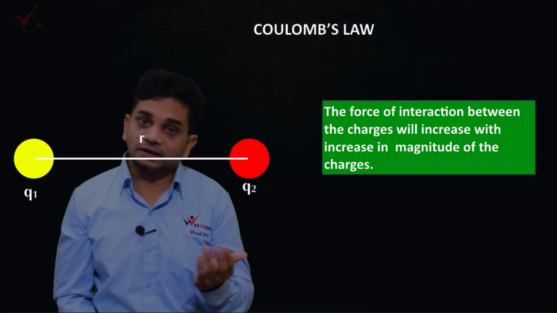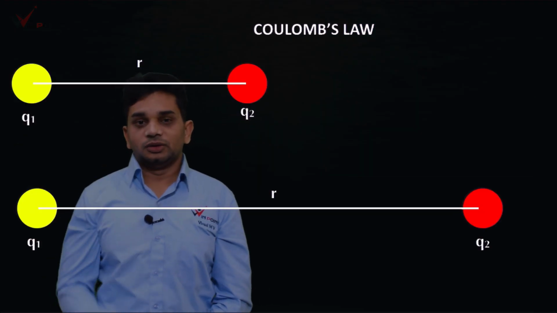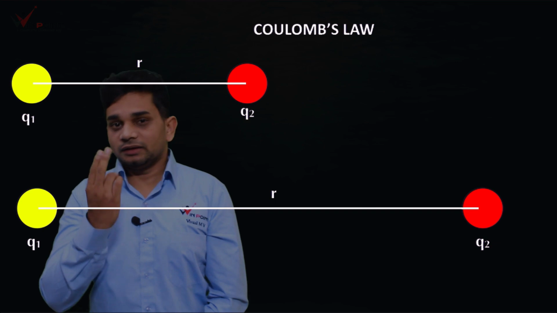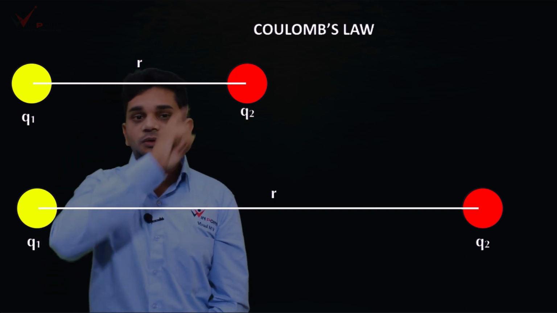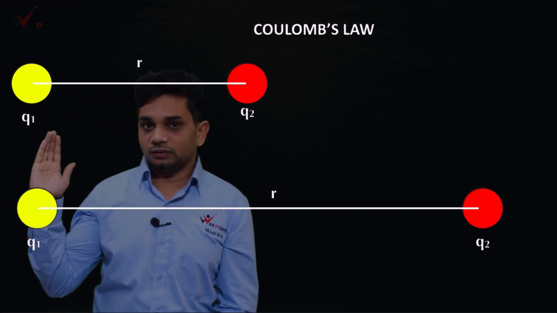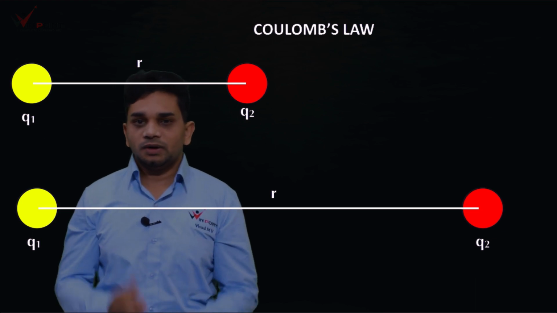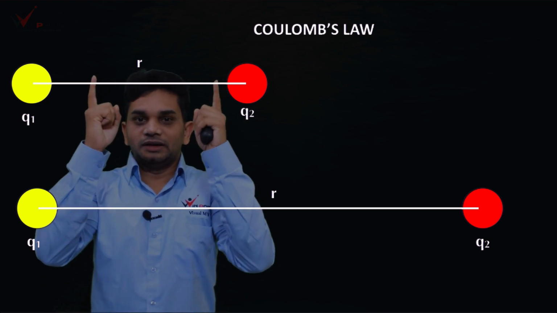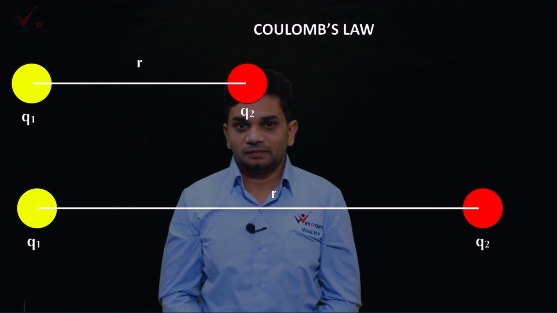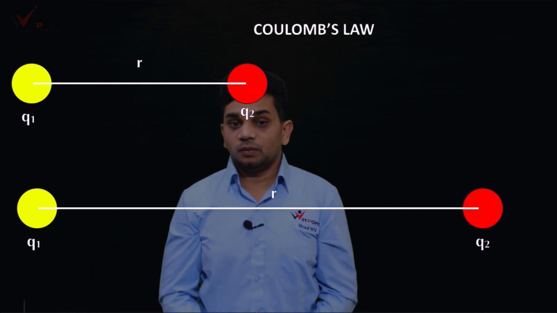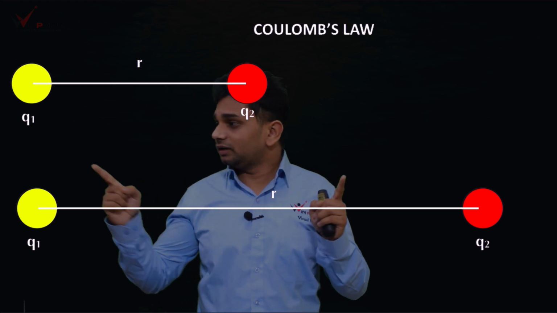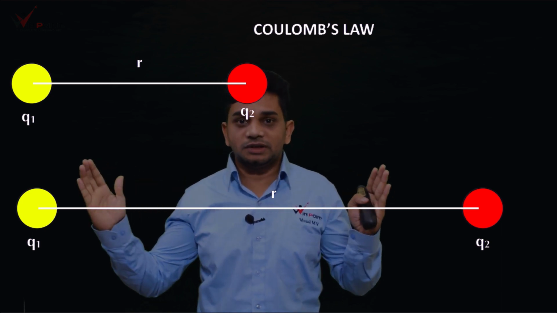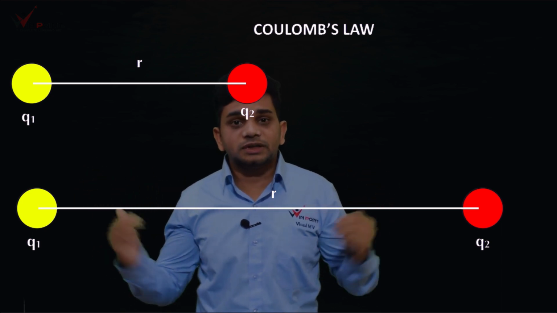Now let us discuss the second factor. Here you can see two pairs of charges. Here Q1 and Q2, and here also there are two charges Q1 and Q2. What is the difference between these two pairs? Yes, in this pair the distance is very less. The charges are close to each other. What about this pair? In this pair the distance is far away from each other, right? The charges are far away from each other.